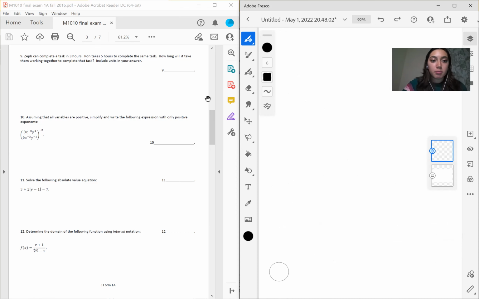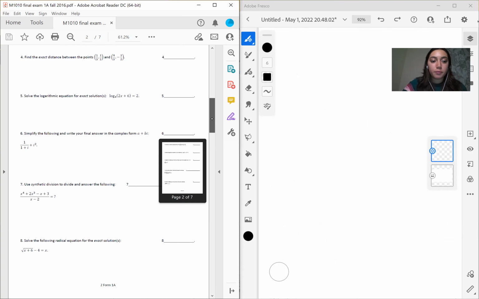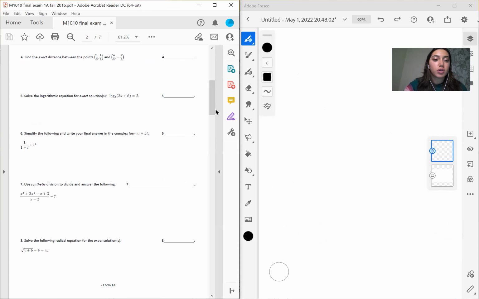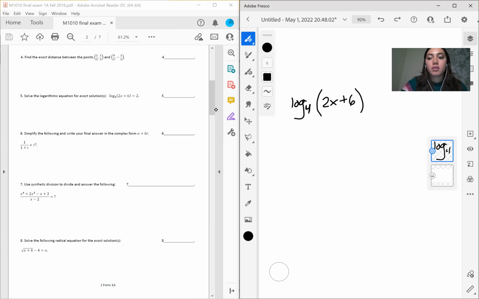Let's see what other problems I can do. All right, let's do number 5. So solve the logarithmic equation for exact solutions. So we have log base 4 of 2x plus 6 equals 2.